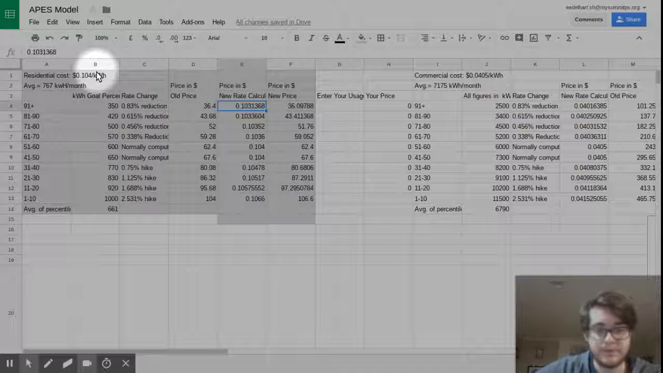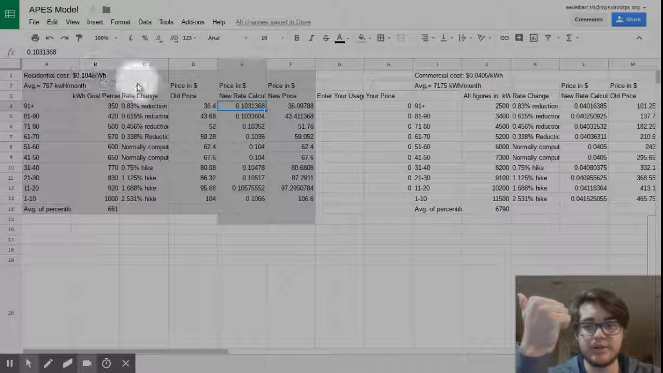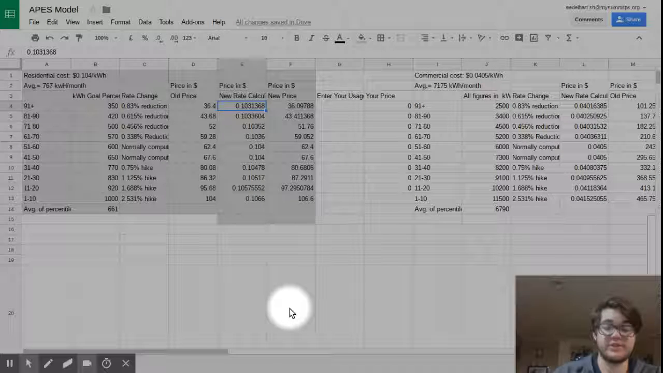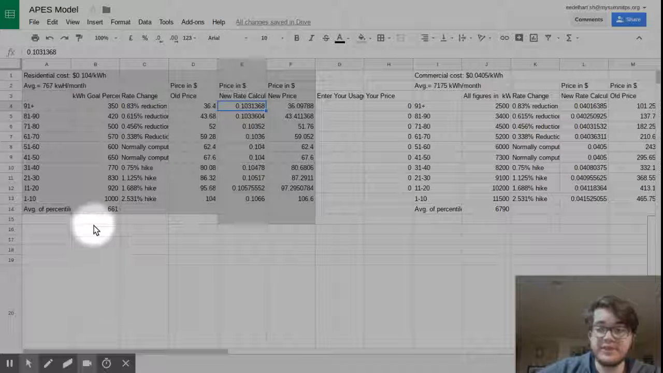All you need to start is a function you want to use to model the increase and decrease, your average residential, commercial, and industrial cost now, and your average use for each of those three sectors as well. Once you have that, you can fashion this any way you like.